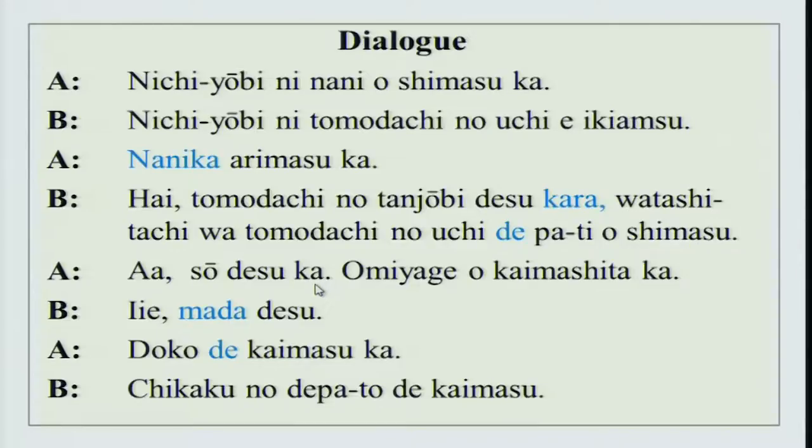Ah, sou desu ka? Is that so? Omiyage o kaimashita ka? Omiyage is present. O kaimashita ka? Iie, mada desu. Not yet. Doko de kaimasu ka? Where are you going to buy? Chikaku no depato de kaimasu. So, well, this is a simple conversation. I'll do the explanation and we'll practice after that.